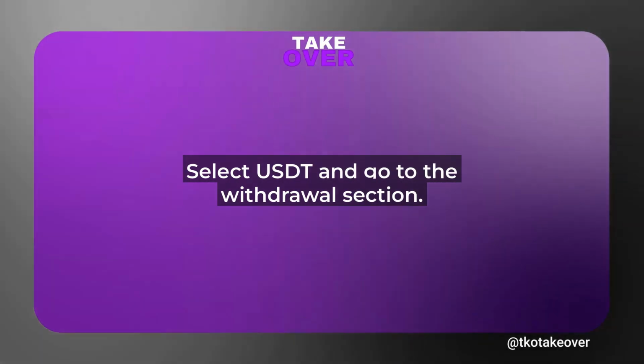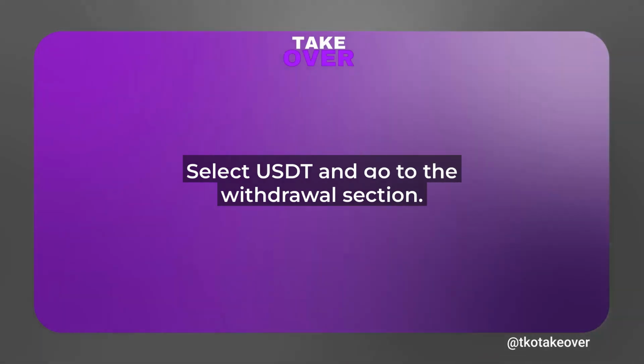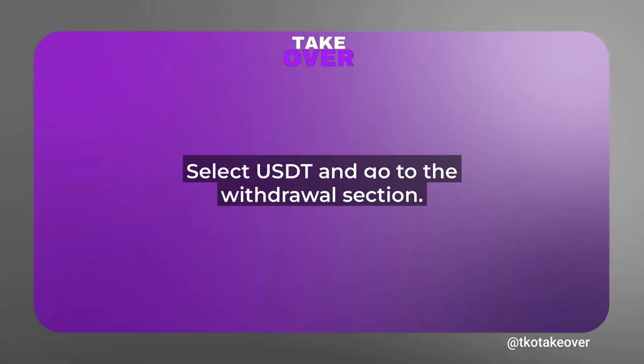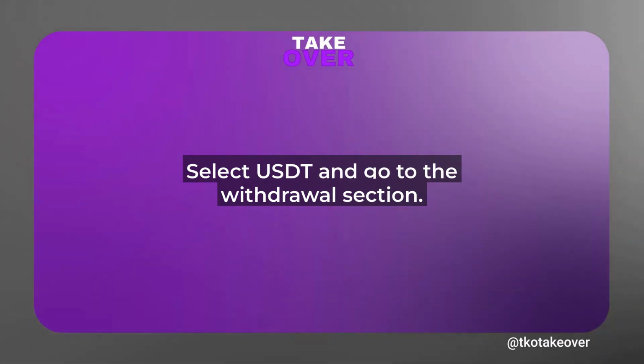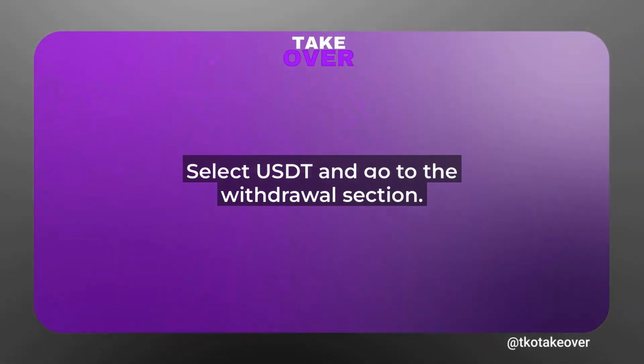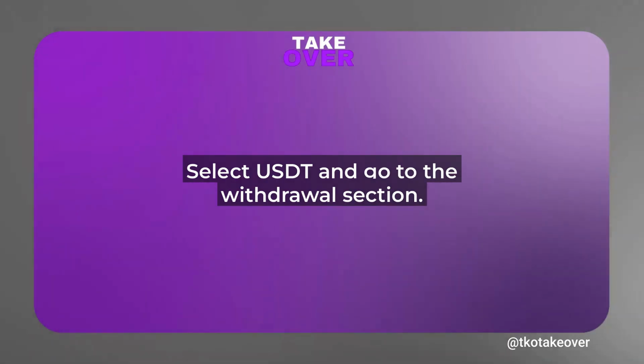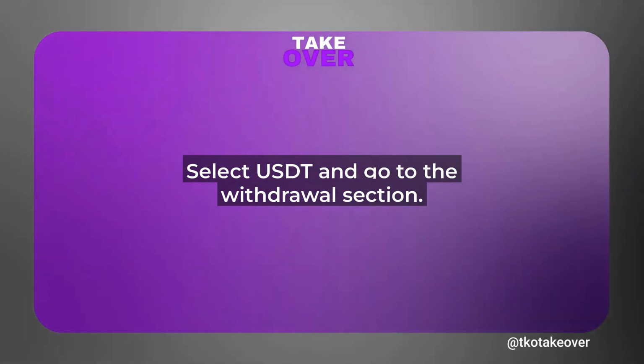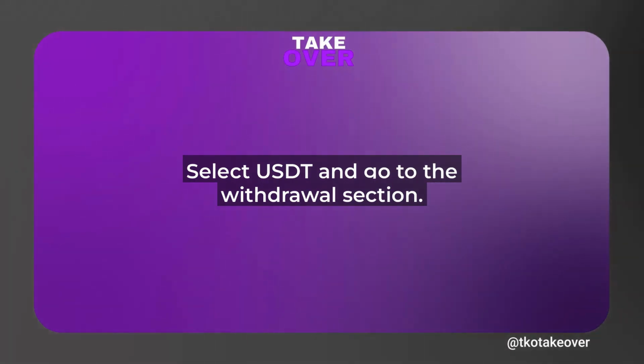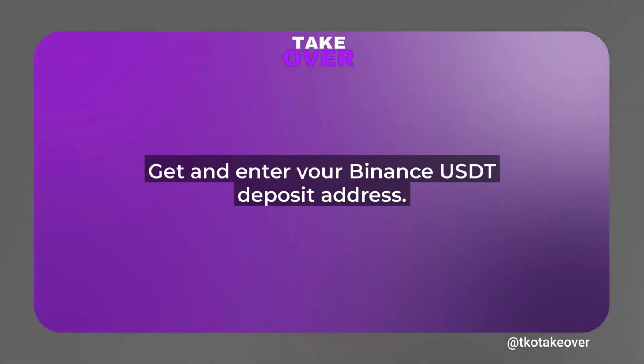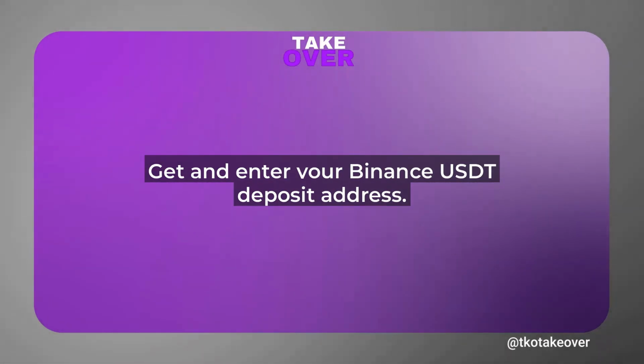Step 3. Enter the recipient details. Go to Binance first. Log in there and find your USDT deposit address under the Deposit section. Copy that address carefully, then paste it into the withdrawal form on Gmce. Don't forget to select the USDT network, like TRC20 or ERC20, to match what Binance supports.